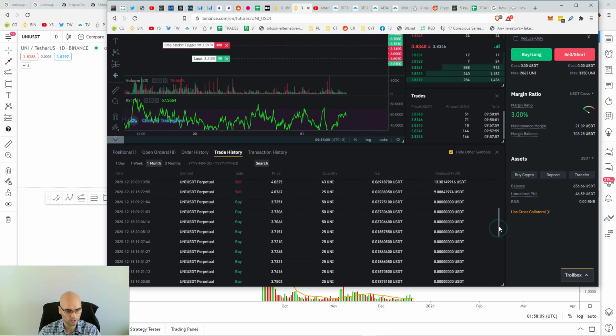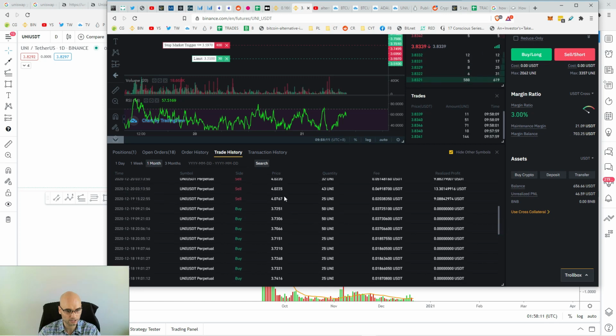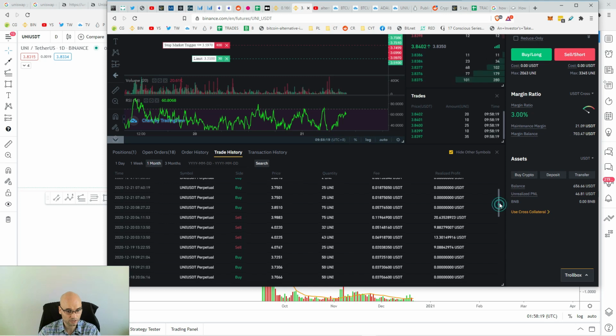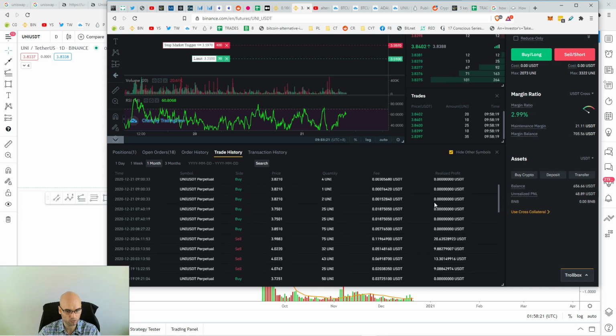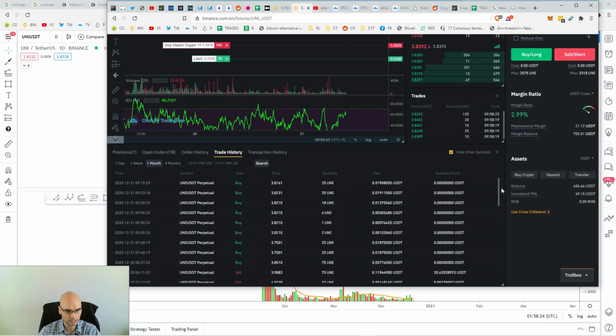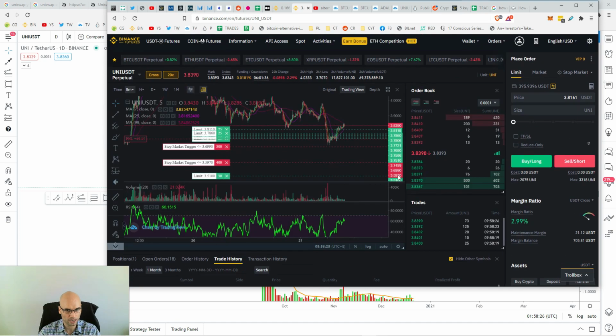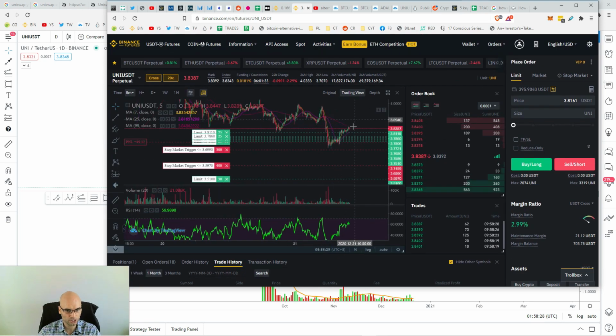Bought back at these lower levels, 3.7. Then I started selling at 4.02, taking a little bit of profit. I had a little stop loss here to ensure that I would take a solid amount of profit from my position. And then I started buying back in again from 3.85, 3.75, and then more recently at this level that we're at right now. So I think there's a good chance that we will have a move up here.